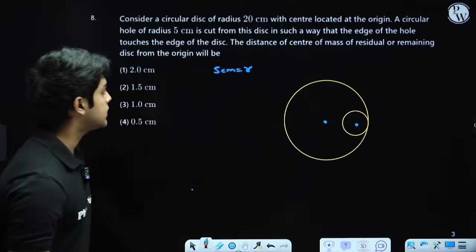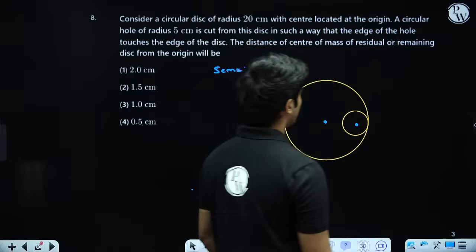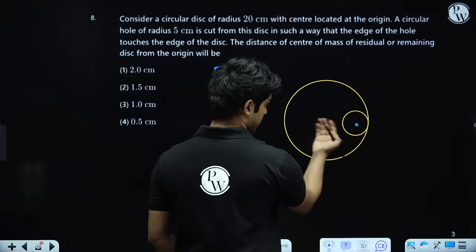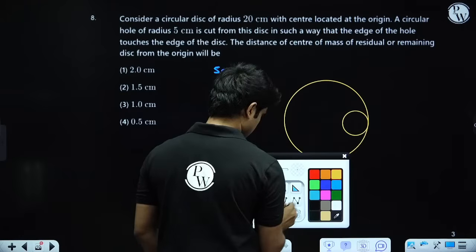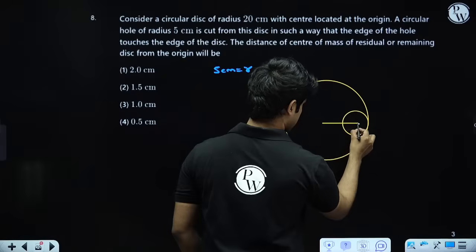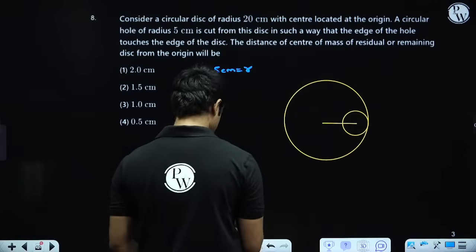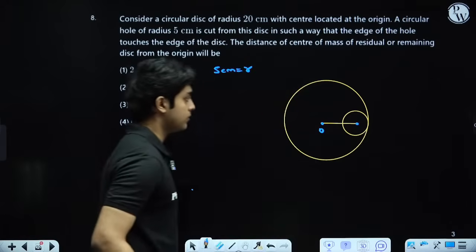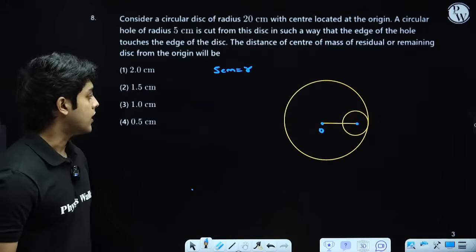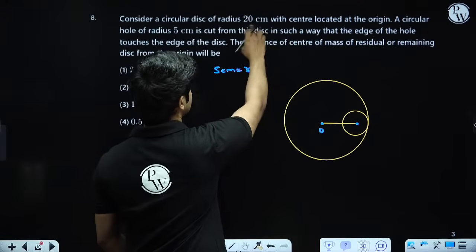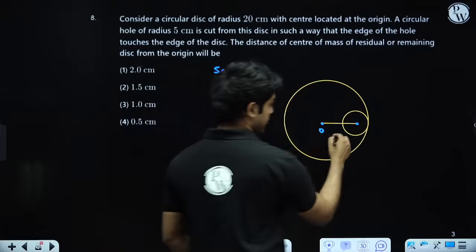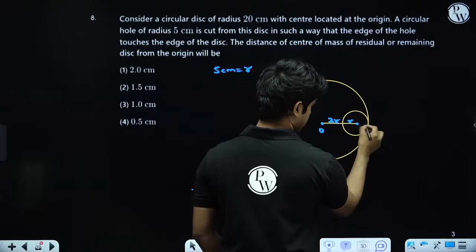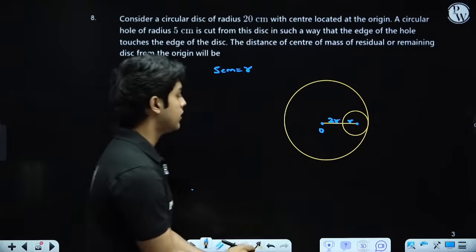Now the question is the distance of the center of mass of the remaining disc from the origin. If this hole was not there, the center of mass would be at the center of the disc. So this is my origin, this is the center of the hole. Basically the radius of the bigger disc, we are taking as 4r. So this will be r, this is going to be 2r, and this is also r, so the radius of the larger disc will be 4r.